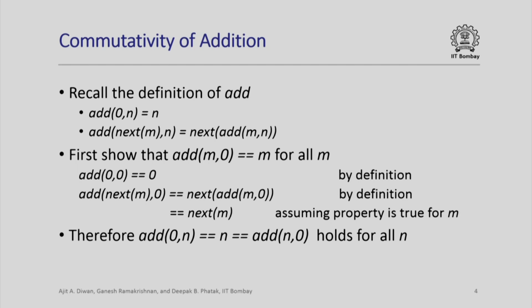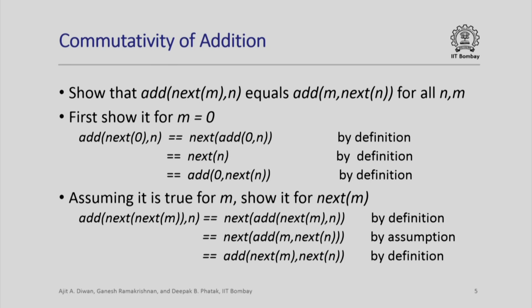So, we know that this property holds when m is equal to 0. Now, we will assume that m is an arbitrary number, and assuming it holds for m, show that it holds for next of m. But before that, we need to prove an intermediate property. This says that add of next of m comma n equals add of m comma next of n for all m and n. Remember, next is just a notation for m plus 1. So, this property just says that adding m plus 1 to n gives the same number as adding n plus 1 to m. Right?